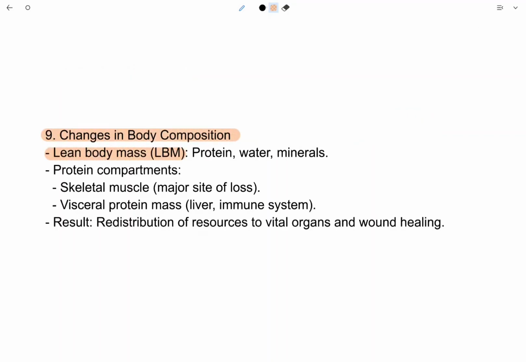Changes in body composition. Lean body mass, or LBM, is protein plus water and minerals. Protein compartments: skeletal muscle is the major site of loss and the main compartment of protein. Visceral protein mass is the liver and immune system. It results in redistribution of resources to vital organs and wound healing.